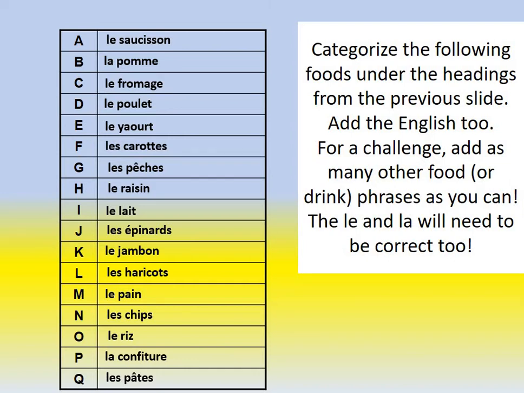If there are one or two here that you are not sure of or you can't remember, of course you can use a dictionary, or you can use wordreference.com. But for now, all you need to do is categorise these words, these food items, under the correct heading. If you can add any others from memory, fantastic.